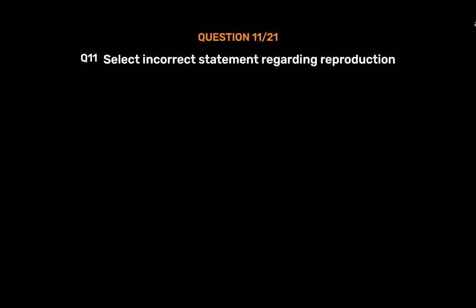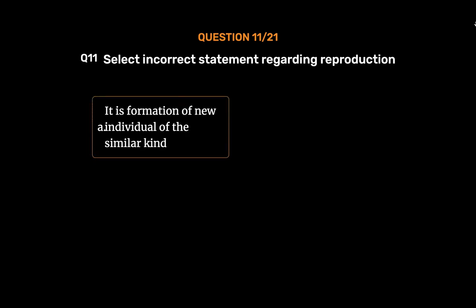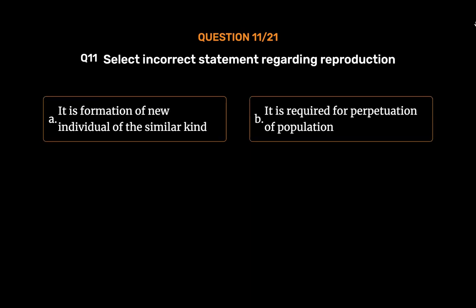Question number 11. Select incorrect statement regarding reproduction. Option A. It is formation of new individual of the similar kind. Option B. It is required for perpetuation of population.